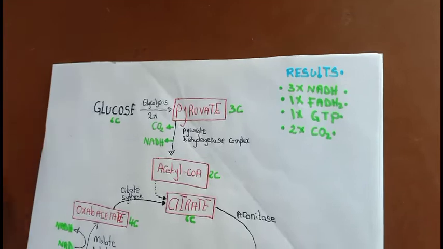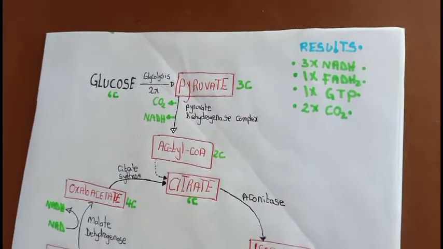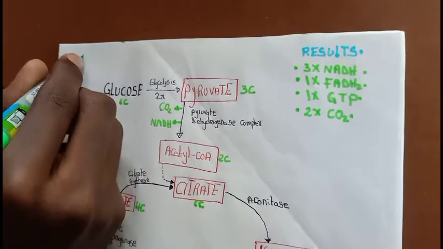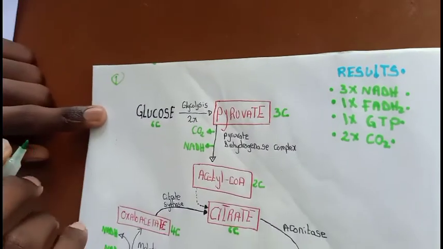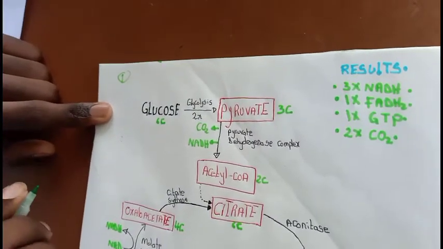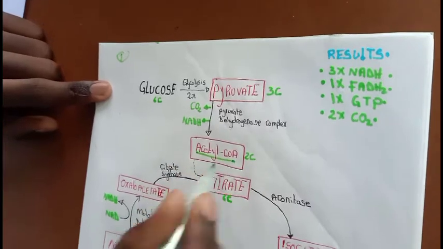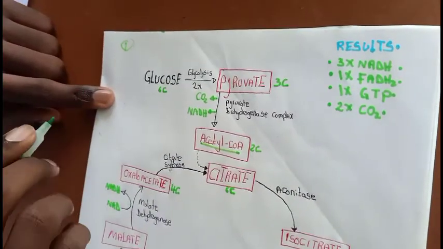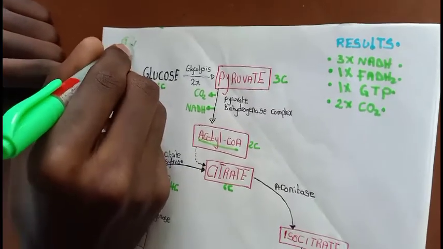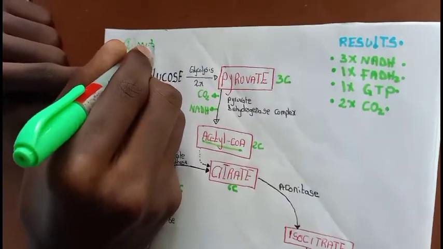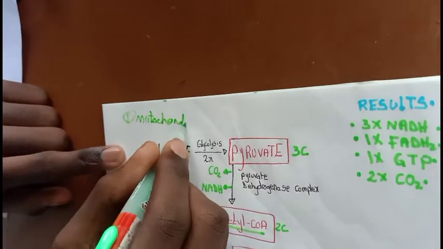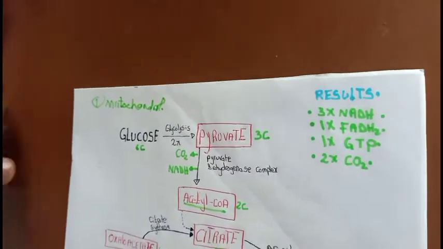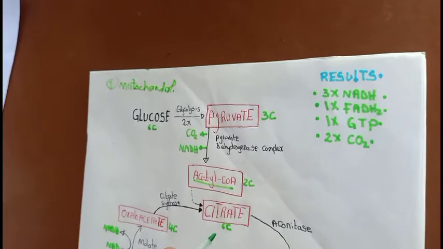Hello everyone, we are going to talk about the Krebs cycle. First of all, you must know that the Krebs cycle is used to generate energy through oxidation of this acetyl-CoA, and this Krebs cycle is taking place in the mitochondria of eukaryotes and the cytosol of prokaryotes.